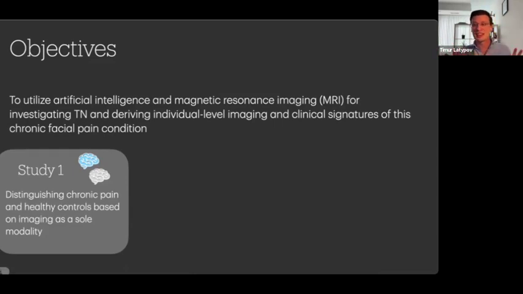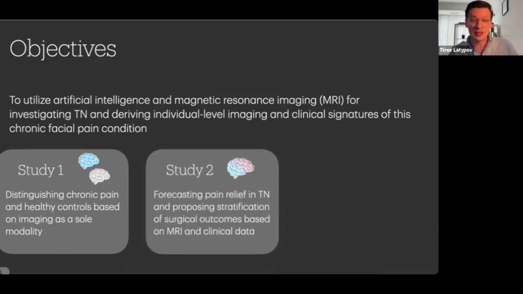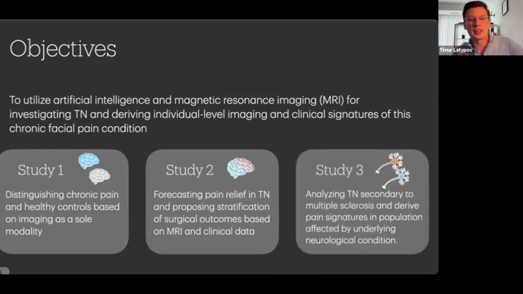So the idea is, can we really tell if these similarly appearing brains are actually different? The second direction was to identify prognosticators of successful surgical treatment. And finally, we wanted to look at the trigeminal pain signatures in a more clinically diverse population of people with a condition called multiple sclerosis. And we think these 3 directions of investigation essentially provide us with complete insights on trigeminal pain and its objective signatures.